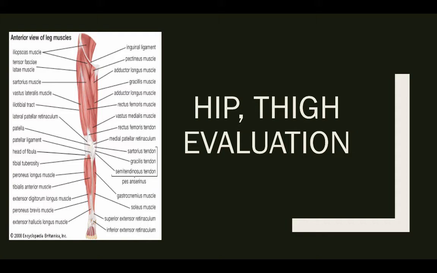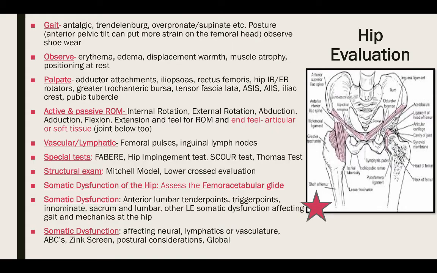So let's begin with the hip and thigh evaluation. You're going to see for each area, hip and thigh, and then knee, and then ankle and foot, we're going to run through the same sort of thing. So we went through the overview, and now we're going to get a little bit more specific: how would we do it for this area? So looking at gait, is there a Trendelenburg gait, meaning does the hip drop to one side, indicating a glute medius weakness? Do they overpronate? Do they supinate? Looking for that anterior posterior pelvic tilt, which can actually put strain on the femoral head.